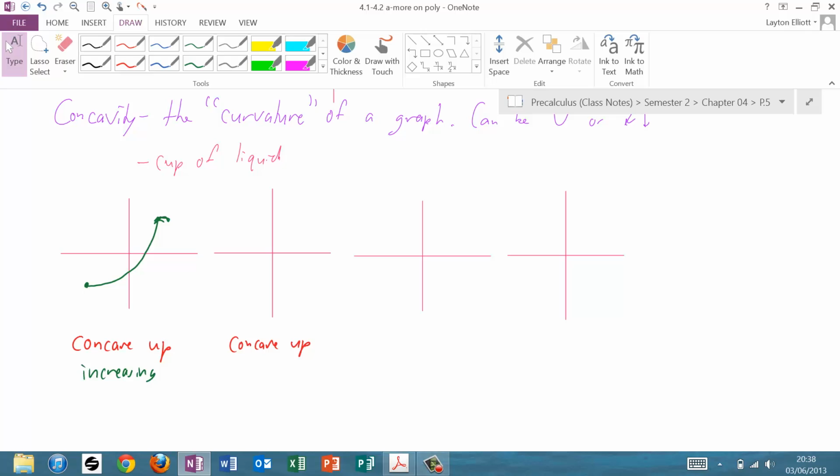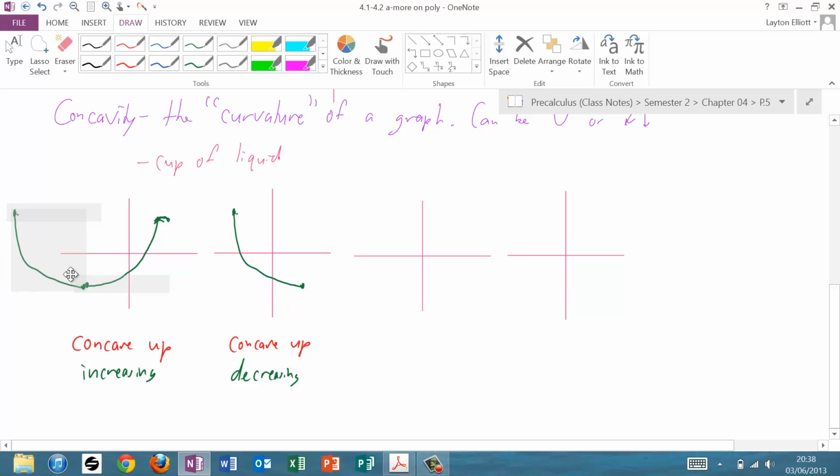So how can we be decreasing but also be concave up? If we kind of come like this and come down here, that is a piece that is, I should just put points at the end, that is decreasing but also concave up. And here's why. If I were to take these two pieces and join them, they actually would become a cup that I could then fill with liquid, and the liquid would stay in the cup.